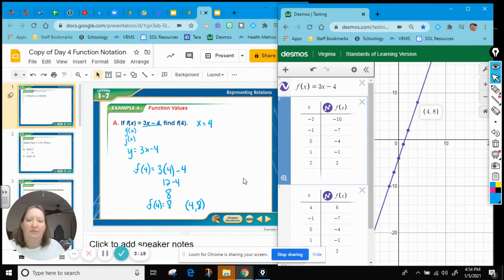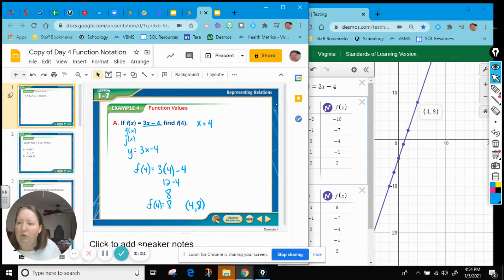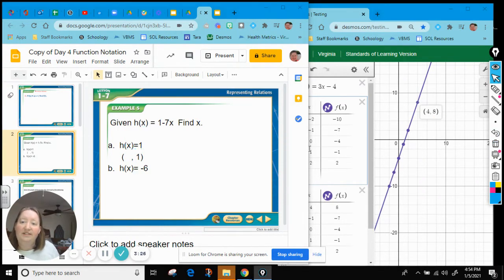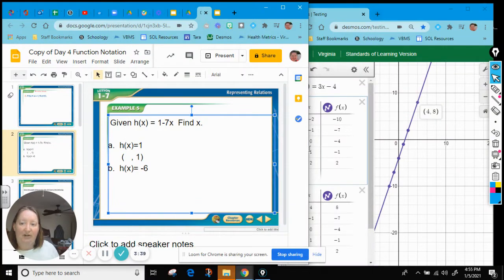So what I was just talking about there in using Desmos really applies more to this next question. So let's look at it. Okay, so this time, notice they're saying find x. So they're saying h of x is equal to 1. They're telling me that this equals 1. So what was the x value?